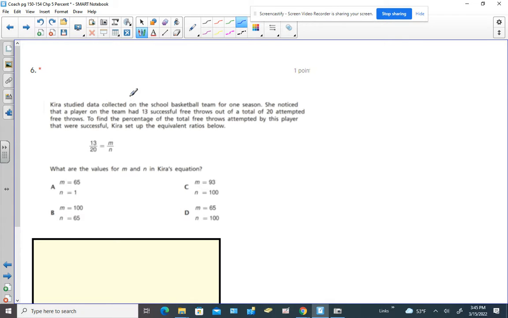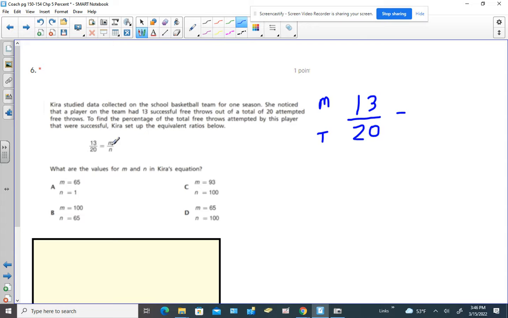Kira studied data collected on the school basketball team for one season. She noticed that a player on the team had 13 successful free throws out of a total of 20 attempted free throws. So that's a 13 to 20 ratio, and they do show that right here. Right, so 13 that were made out of the 20 total shots that she took. To find the percentage of the total free throws attempted by this player that were successful, Kira set up the equivalent ratios below.